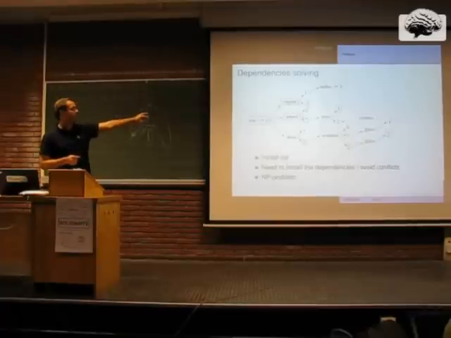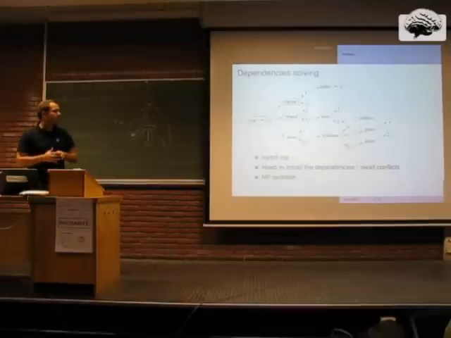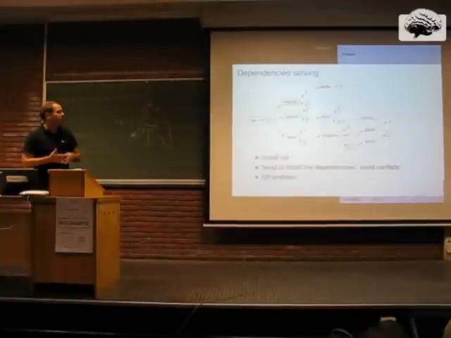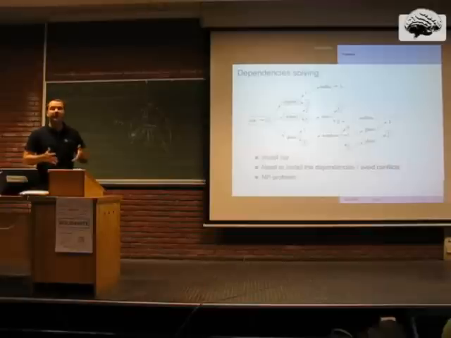The name of the package is represented in the box, and then we have the versions in this graph. And this is what the meta installers should be able to solve. It was presented before also that this kind of problem is an NP-complete problem.